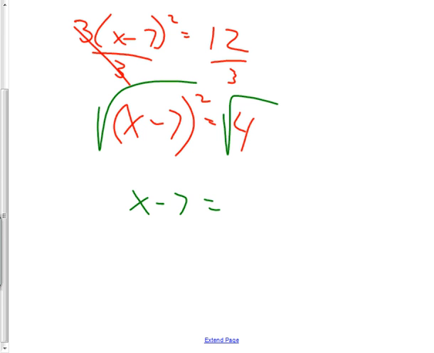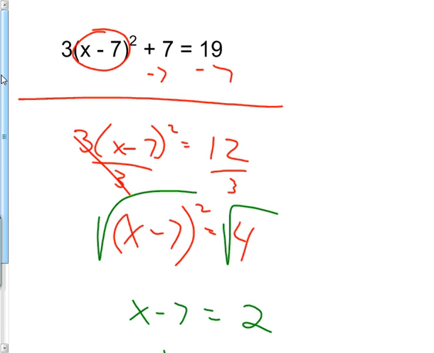X minus 7 equals 2, and then I add 7 to both sides. X equals 9. Go back up and double check it. Does 9 really work? 9 minus 7 is 2. 2 squared is 4. 4 times 3 is 12. 12 plus 7 is 19. Sweet, but you're wrong. If you say the answer is 9, you're wrong. You catch it? Close. The answer's not plus or minus.